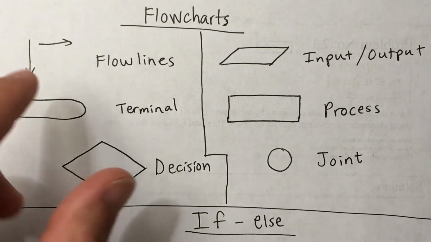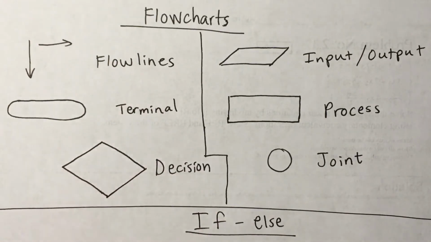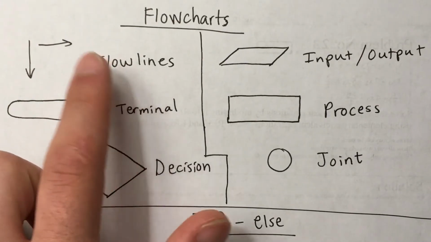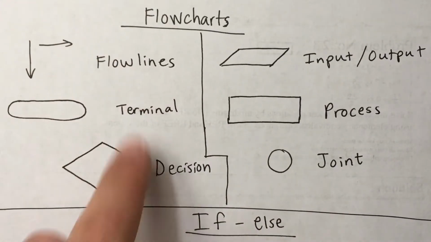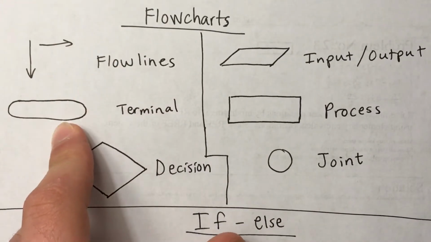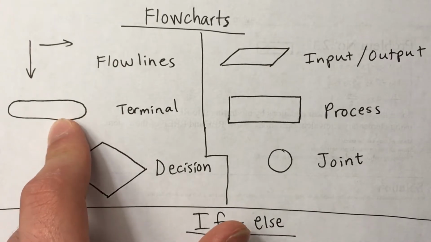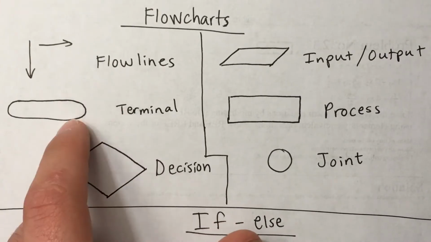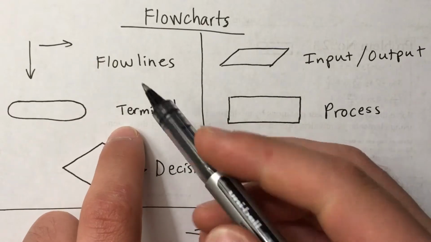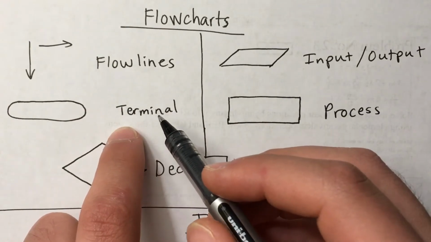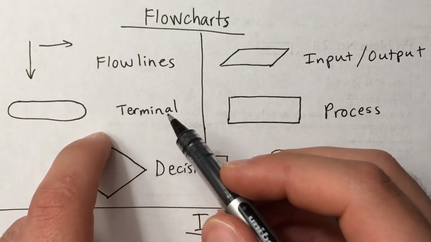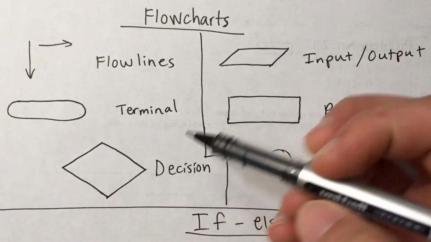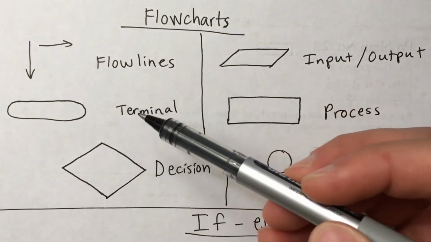To begin with, these are the components that make up a flowchart. You have these arrows, and they're the flow lines that direct how the program goes. And then you have this oval, or whatever you want to call it. It's the terminal, which is the starting point of the program and the ending point of the program. You could use it for either.